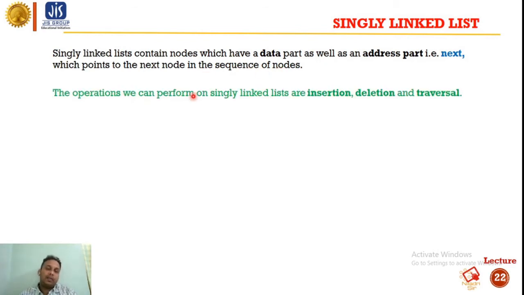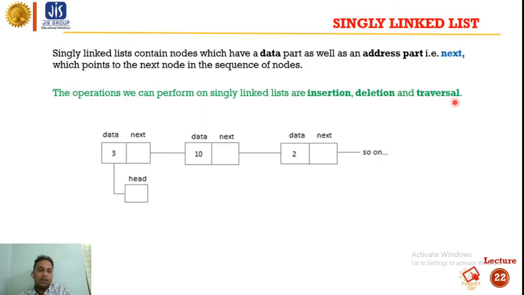The operations we can perform on single linked lists are insertion, deletion, and traversal. Insertion can be at the beginning, at the end, or between any two nodes. Deletion is from the front or end. And traversal means to visit all the nodes. So this is the single linked list. This is the head. Head stores the address of this node, and in the next part of this node we will get the address of the next node, and so on it will go.